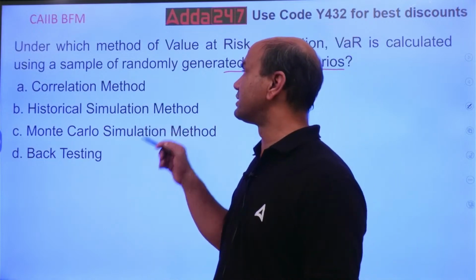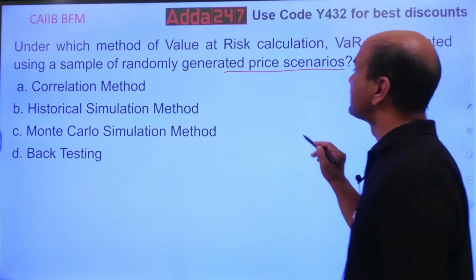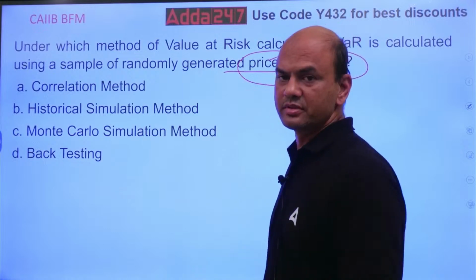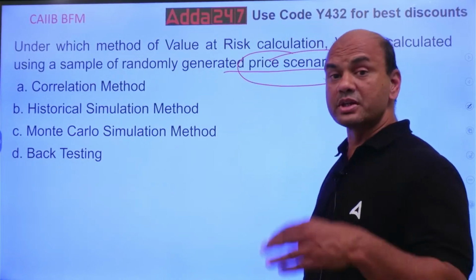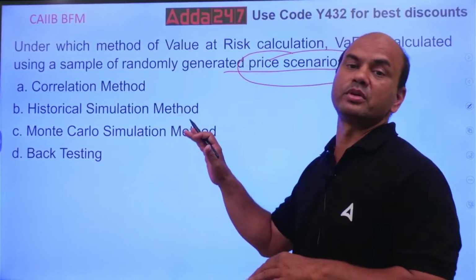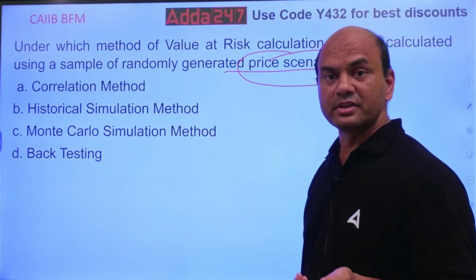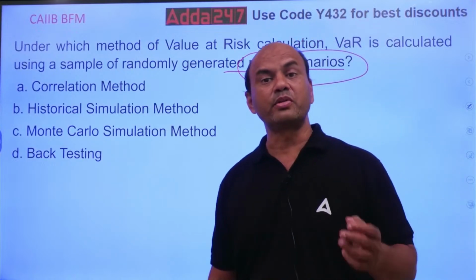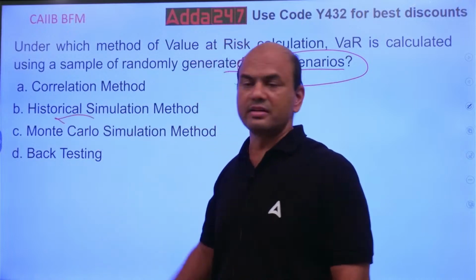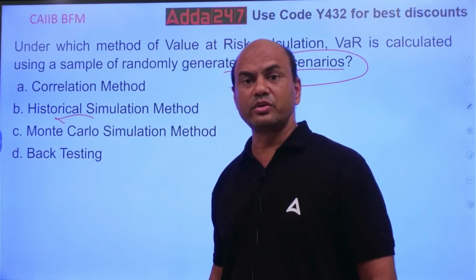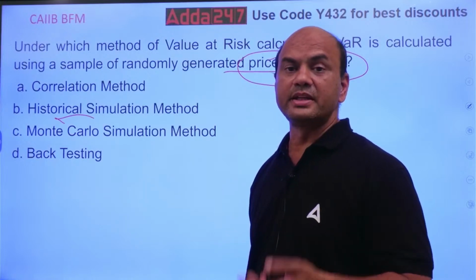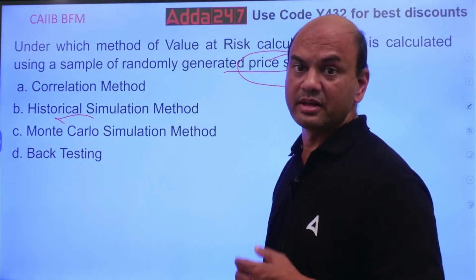Historical simulation method. Now see this. Randomly generated price scenarios means what? What do you mean by scenario? Future. You are talking of if this happens, then what? Whenever I am talking of future scenarios, is it the historical method then? In history, do you see what is going to be the future? In history, we look at the backside, in reverse.